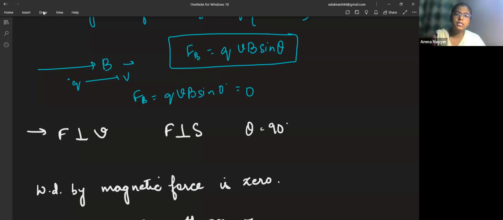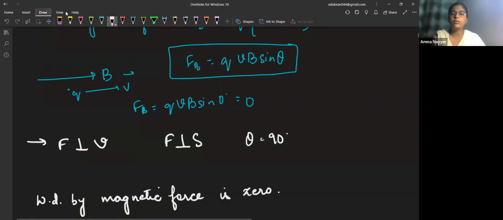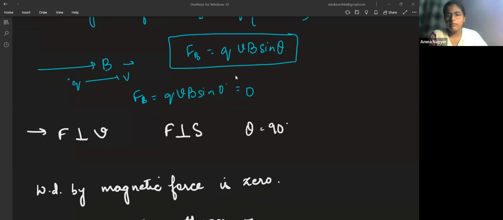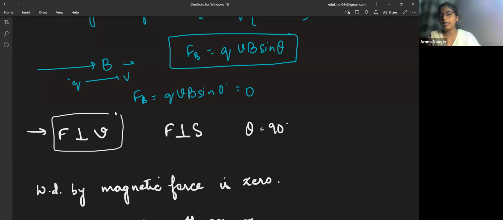Now, one question comes, which I want to discuss with all of you. This is a little difficult if you look at it without understanding from your class 11 perspective. The question is, if force is perpendicular to velocity, then what is the change in kinetic energy?